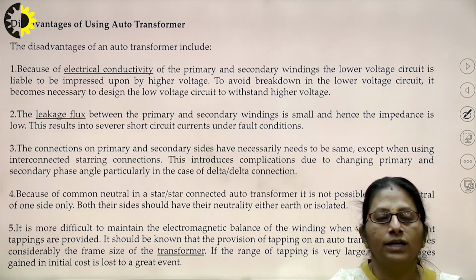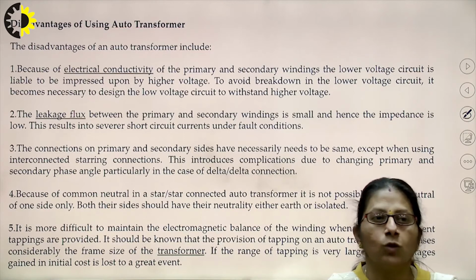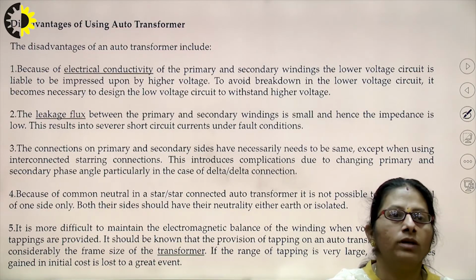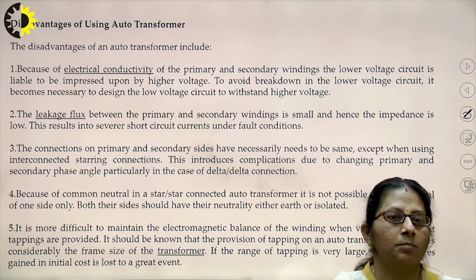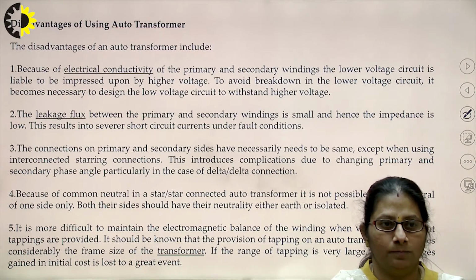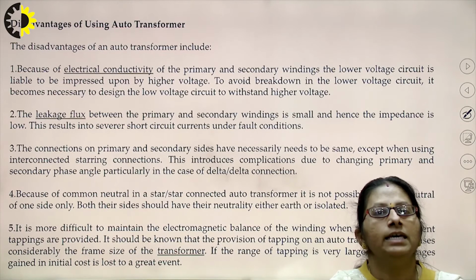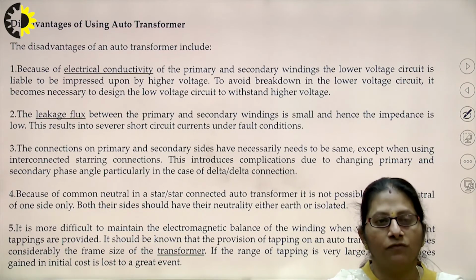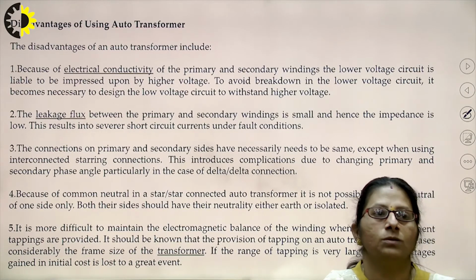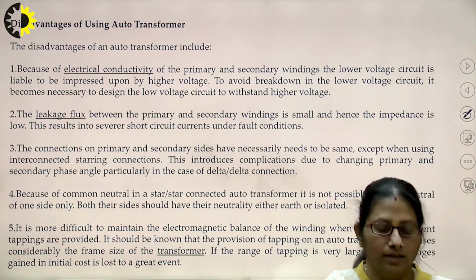If we just see the third point and the fourth point, these are related to the three-phase auto transformers, right? Fifth point: it is more difficult to maintain the electromagnetic balance of the winding when the voltage adjustment tappings are provided. So it should be known that the provision of tapping on an auto transformer increases considerably the frame size of the transformer. So if the range of the tapping is very large, the advantage gained in the initial cost is lost to a great extent.